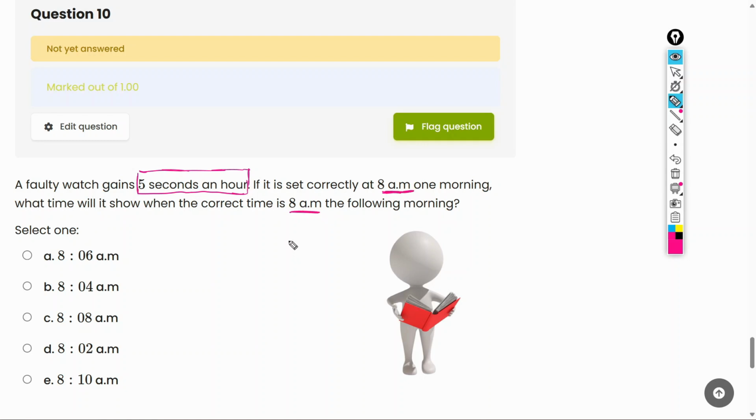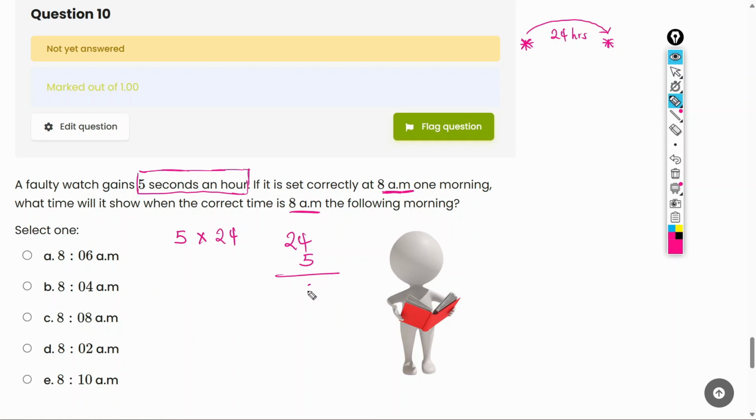the following morning. What we need to remember is if you have the same time on one day and you have that same time on the next day, what it takes to move from this to the next day is 24 hours. So it means that between 8 a.m. this morning and 8 a.m. tomorrow morning, we have 24 hours. So if there are 24 hours and then 5 seconds on top of each hour, then the total time that is added on top of it should be 5 seconds times 24 hours. So 5 times 24.